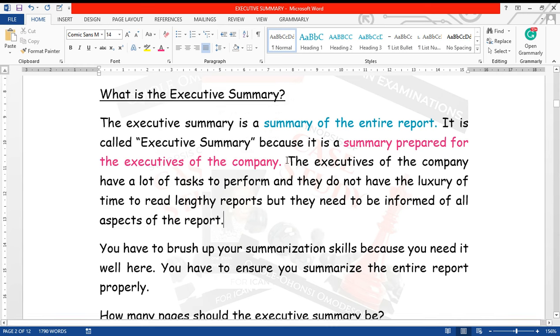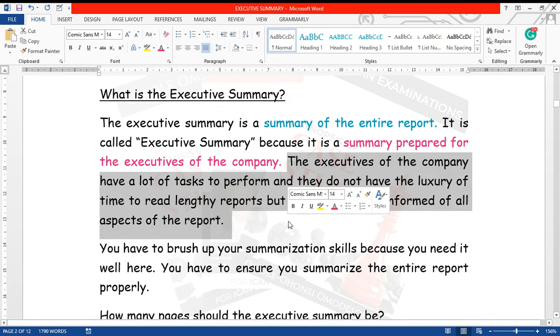You still need to do a summary because executives have a lot of tasks to perform and they do not have the luxury of time to read lengthy reports, but they need to be informed of all aspects of the report. They don't have time. These big bosses just stroll in when they have time and stroll out maybe once in a while. Some of the board of directors, some of the executives of the company, could be showing up in the company only during the annual general meeting.